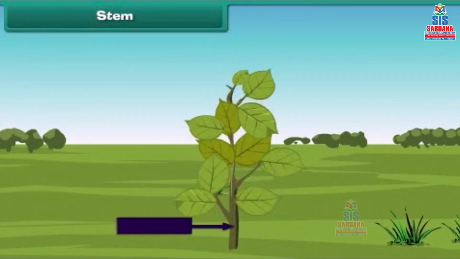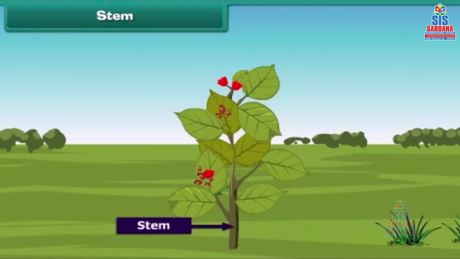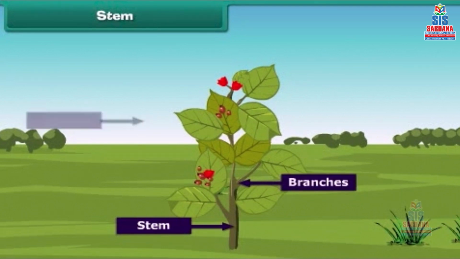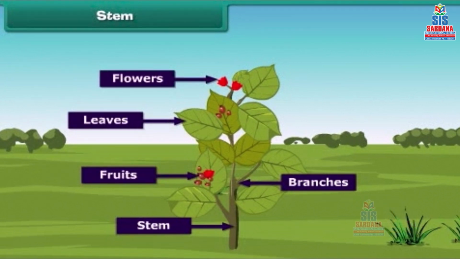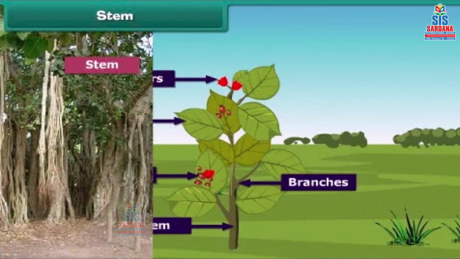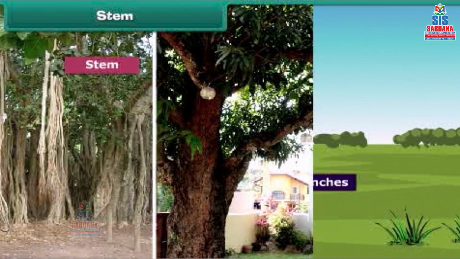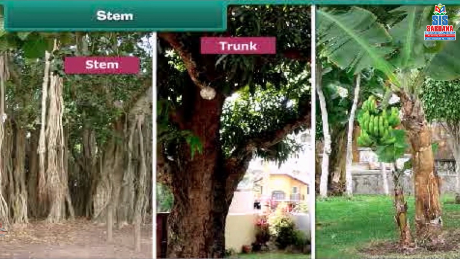Now let's know about stem. Stem is the green or brownish part of the plant which grows above the ground. It provides support to the plant and bears branches, leaves, flowers and fruits on its body. In young plants, the color of the stem is usually green, but over a period of time and with advancing age it turns brown in color. Some trees like banyan and mango have a hard, strong and brown stem. It's called trunk, whereas some trees such as banana have a thick but soft and green stem.